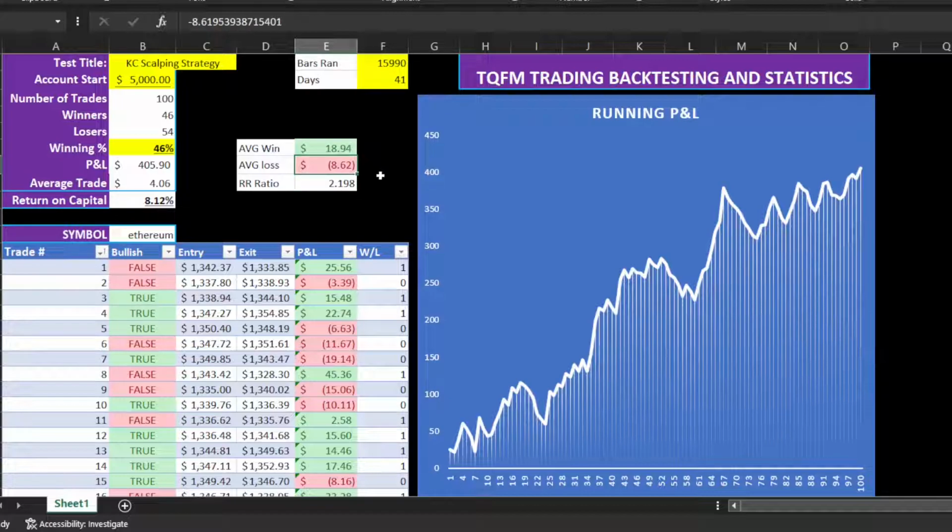Some of the losses were trailed off, and that really helped us get a little bit better than that 2-to-1 we were looking for. We had a total winnings of $405.90, or an 8% return on capital in our 41-day backtest. In conclusion, this strategy overperformed my expectations, and this can teach us a lot about how the market functions and cycles of momentum. And this can help us make better decisions as traders and investors.